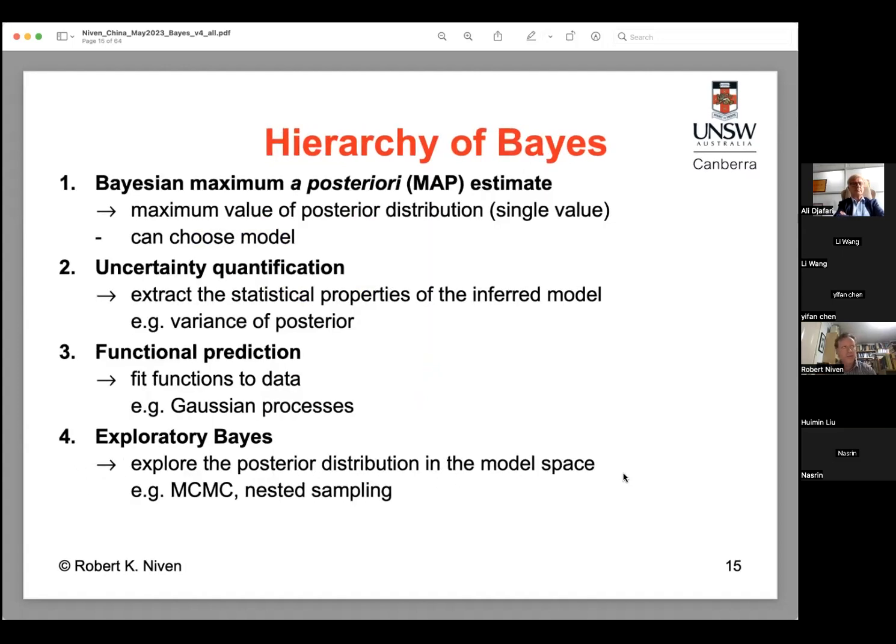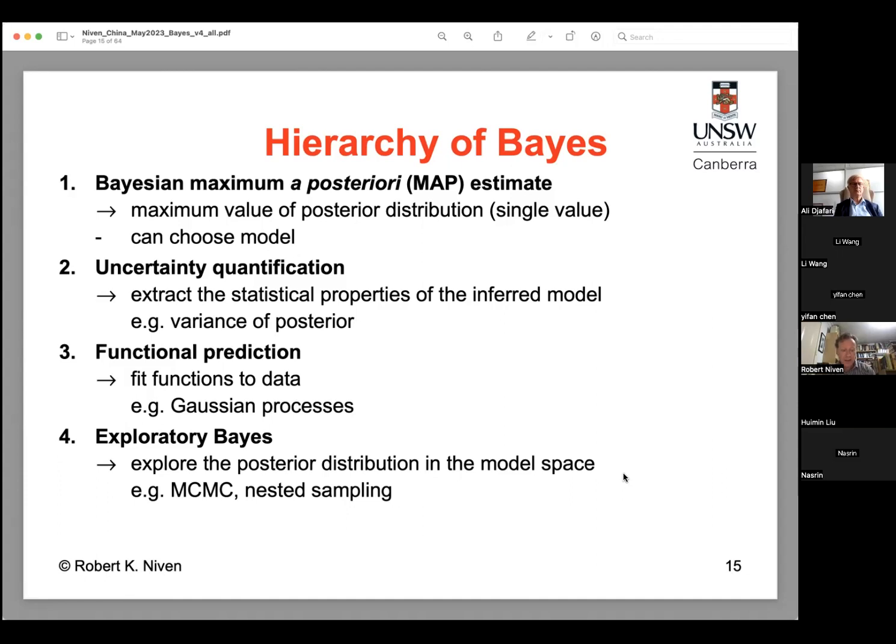There's a hierarchy of different Bayesian methods. And I must sincerely thank Ali for making me aware of this sort of hierarchy. So first of all, there's the Bayesian maximum a posteriori estimate. What this does is it gives you the maximum value of your posterior that you calculate with Bayes' rule. And so it gives you a single value, and you can use this as your estimate. And so that enables you to choose a model. It may not be the best choice, but it gives you a method to choose a model.